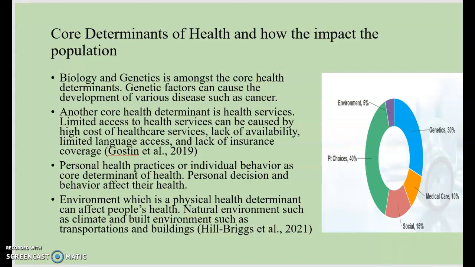Biology and genetics is amongst the core health determinants. Genetic factors can cause the development of various diseases such as cancer. To the right, we have another graph: environment 5%, patient choice 40%, genetics 30%, medical care 10%, and social 15%.